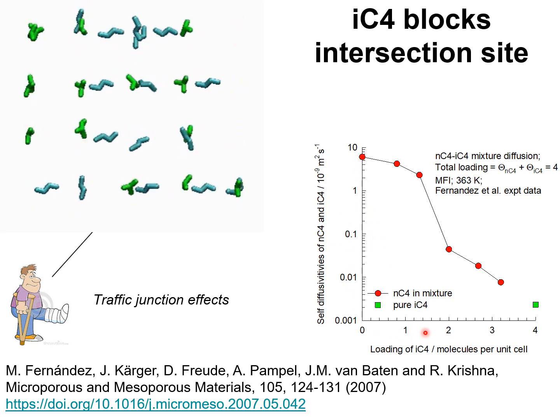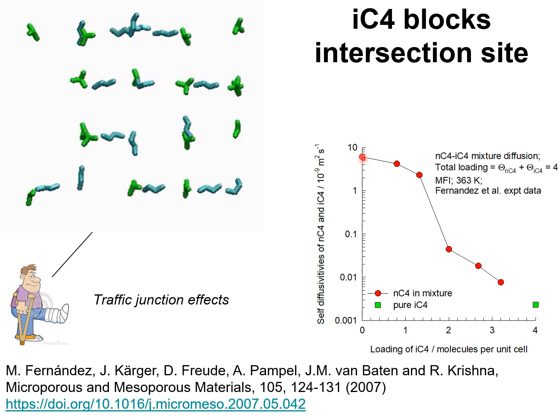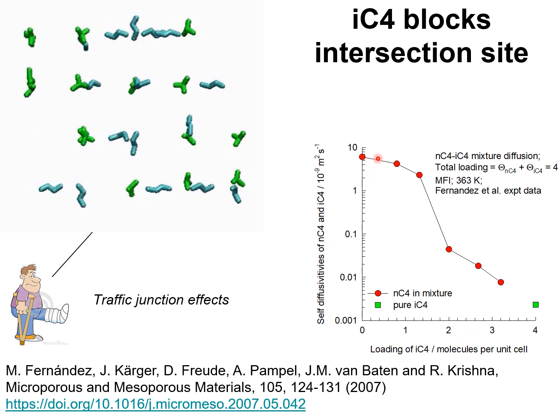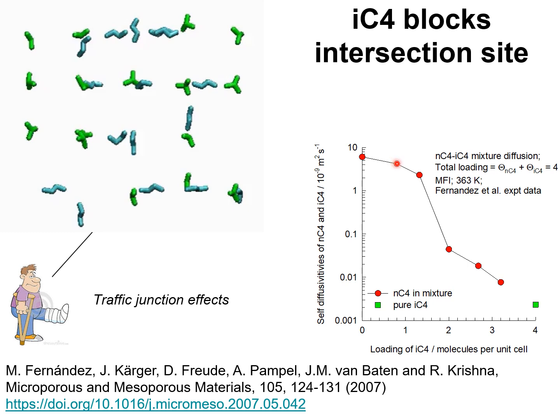With increased loading of isobutane, the normal butane diffusivity in the mixture is reduced by about 2 orders of magnitude if there are 2 molecules per unit cell at the intersections. So if 2 intersection sites are blocked, the normal butane diffusivity is reduced by about 2 orders of magnitude. And if all the intersection sites are blocked, then the traffic is brought to a complete standstill.